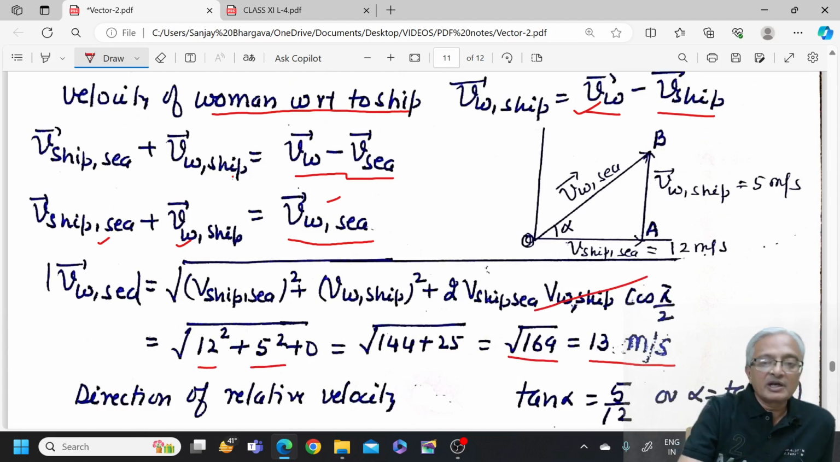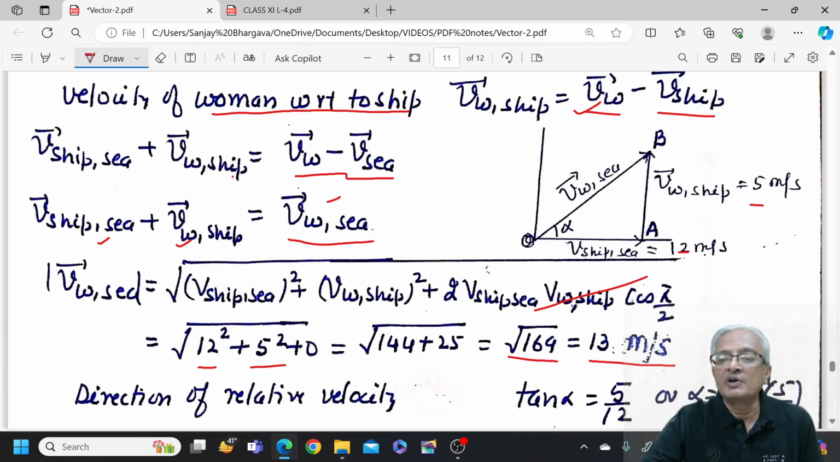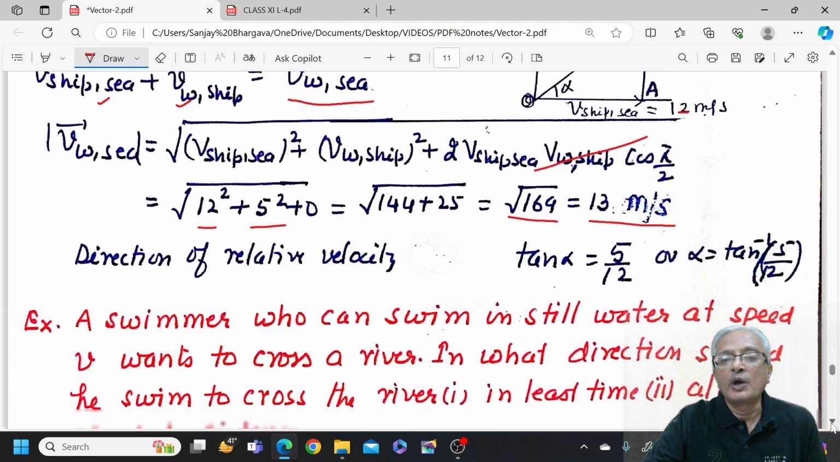What is the direction of the relative velocity? Given by the angle alpha. So angle alpha is here 5 upon 12. So angle alpha is tangent inverse 5 upon 12.